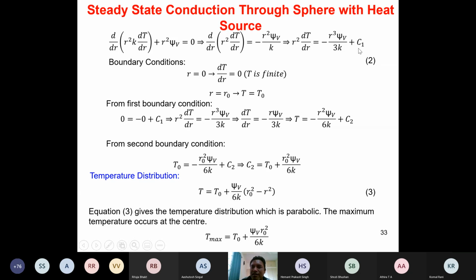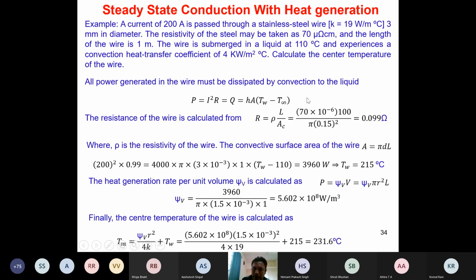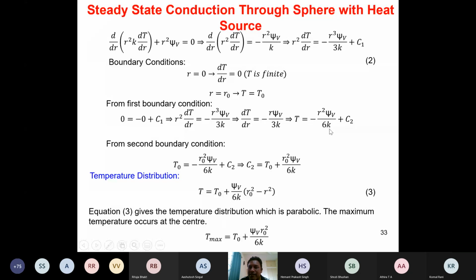So let us apply the first boundary condition in equation number 2. By applying the first boundary condition, dT by dr becomes 0, so you can clearly see you will get C1 equals 0. Putting C1 equals 0 in equation number 2, what I get is r² dT by dr equals minus r³ psi V by 3k. Rearranging, dT by dr becomes minus r psi V by 3k. And if we integrate this equation, T is obtained as minus r² psi V by 6k plus C2.